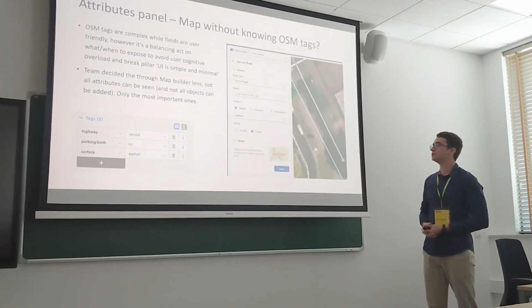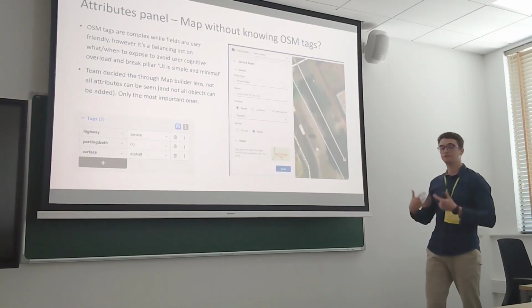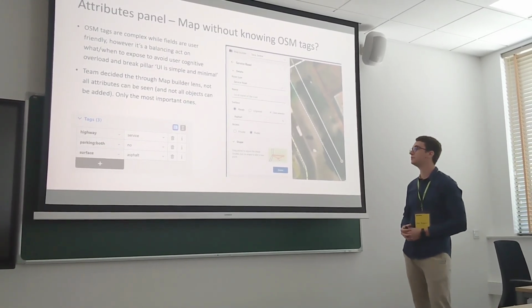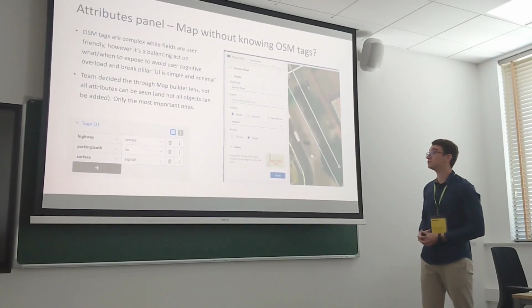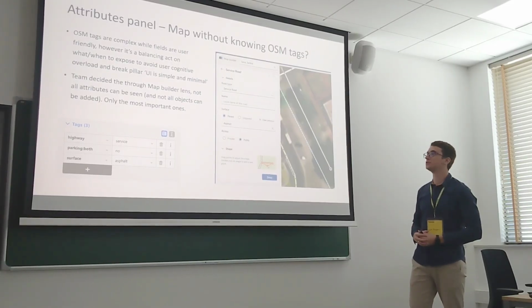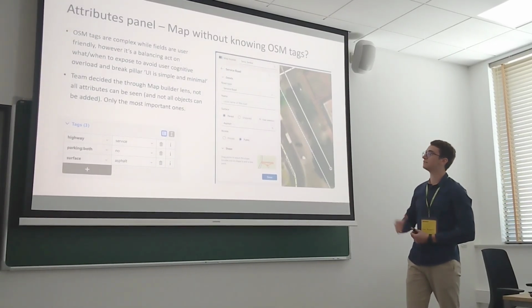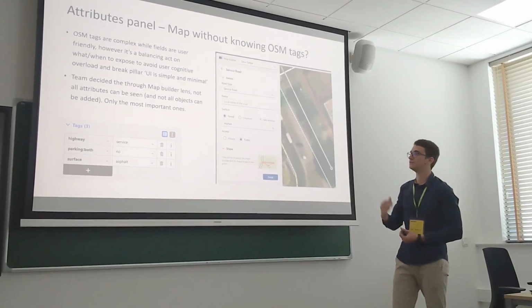After someone draws, he gets the attribute panel. And so an interesting question here, again for users that don't have prior mapping experience, is whether OSM tags are user-friendly. The answer is probably not. They're elaborate and they require a certain learning curve, but the fields are friendly. And by fields, I mean fields like this, and there are also some fields in iD.